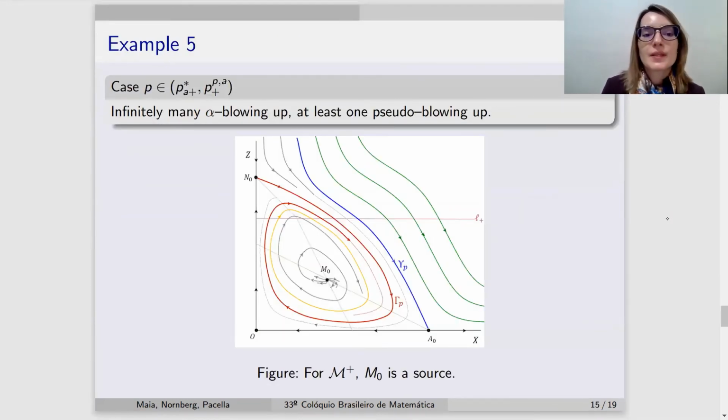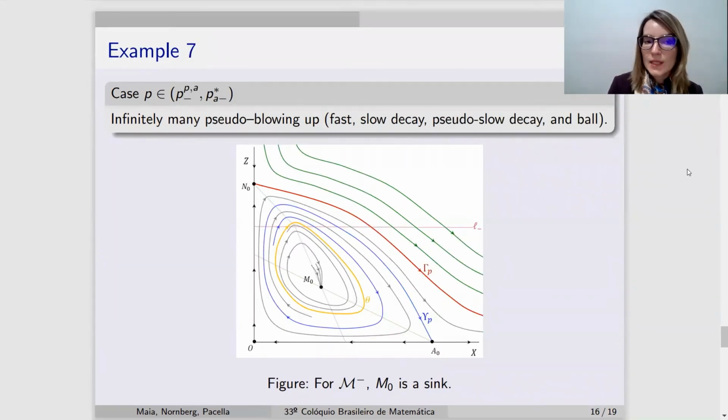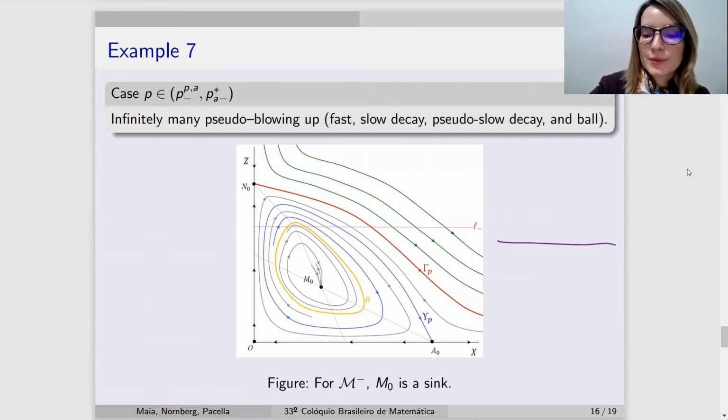As I said, in this range in which we have pseudo-slow decaying solutions, since M0 is a source in this moment, we have infinitely many singular solutions which are issued from M0 and have a pseudo-slow decay at infinity in this way. Now what happens for the operator M-? Recall that the range of the operator M- is reversed from the operator M+, because we have p_P minus on the left-hand side now, and this p_A delta here.